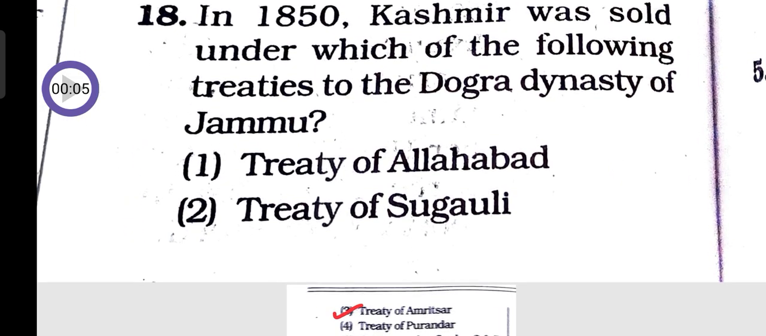In 1846, Kashmir was sold under which of the following treaties to the Dogra dynasty of Jammu? Option 1, Treaty of Allahabad. Option 2, Treaty of Sugauli. Option 3, Treaty of Amritsar. Option 4, Treaty of Purandar. So the answer is option 3, Treaty of Amritsar.